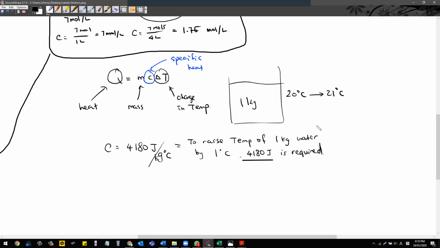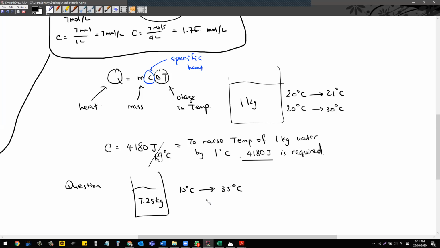Now, if I want to raise this 1 kilogram object from 20 degrees Celsius to 30 degrees Celsius, can you tell me how much energy is required? 10 times that. Right, that's right. So let me give you another question. If you have 7.25 kilogram, currently sitting at 10 degrees Celsius, you want to raise it to about 35 degrees Celsius. Can you tell me what the amount of heat required is?